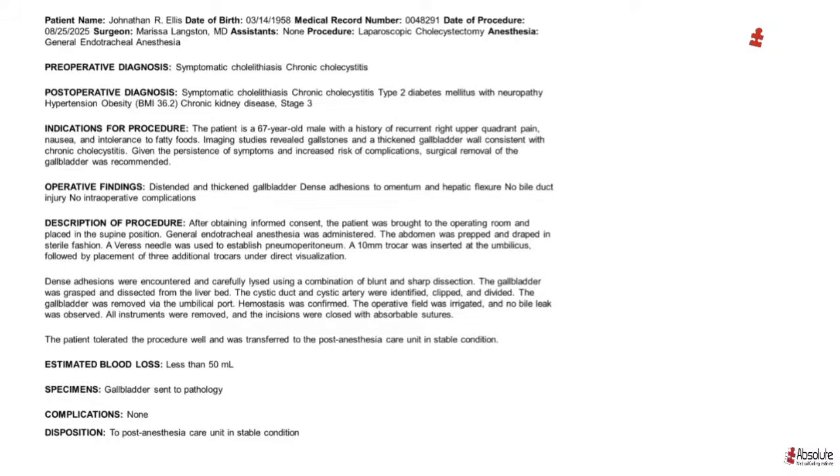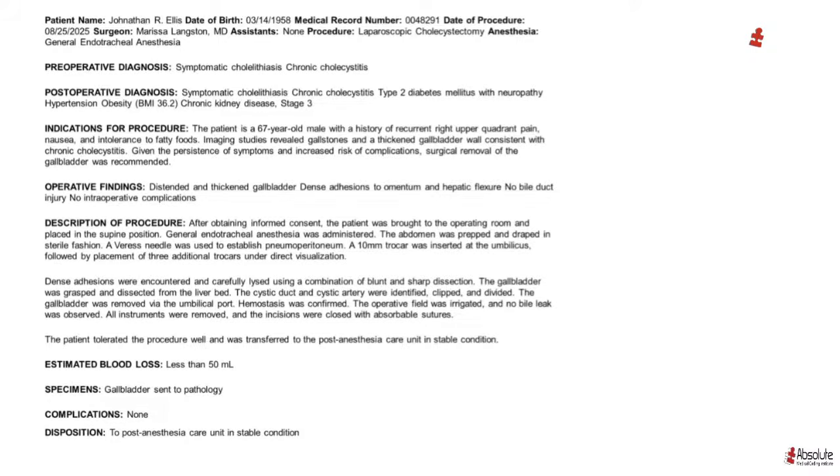Indications for procedure. The patient is a 67-year-old male with a history of recurring right upper quadrant pain, nausea, and intolerance to fatty foods. Imaging studies revealed gallstones and a thickened gallbladder wall consistent with chronic cholecystitis. Given the persistence of symptoms and increased risk of complications, surgical removal of the gallbladder was recommended.